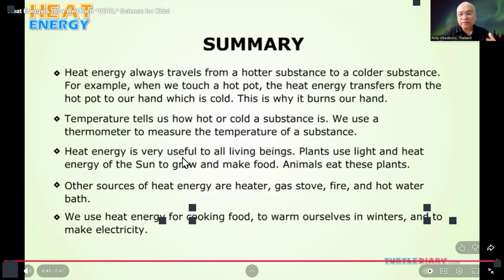Heat energy is very useful to all living beings. Plants use light and heat energy of the sun to grow and make food. Animals eat these plants. Other sources of heat energy are heater, gas stove, fire, and hot water bath. We use heat energy for cooking food, to warm ourselves in winters, and to make electricity.